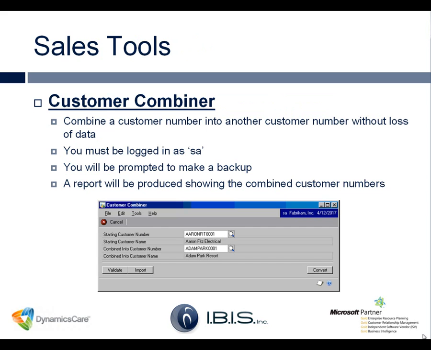We're moving into the sales tools. The customer combiner. This tool will allow you to combine a customer number into another customer number without loss of data. You have to be logged in as SA, and you will be prompted to make a backup, and a report will be produced showing the combined customer numbers. You may want to look into using this tool if you have excess duplicates or even more than two of each customer. You can start combining data into the one that you want to keep, just to clean up your customer master database.